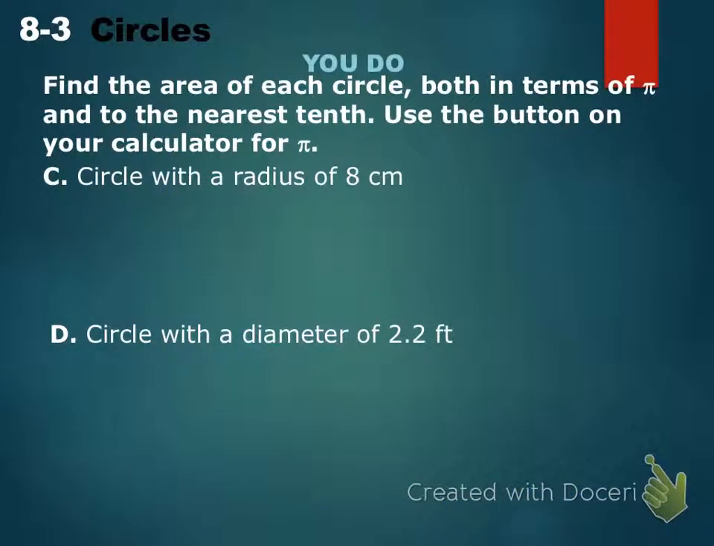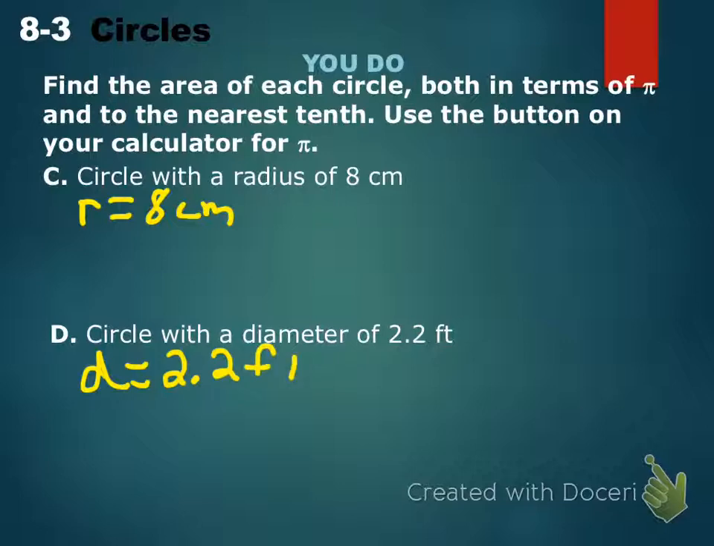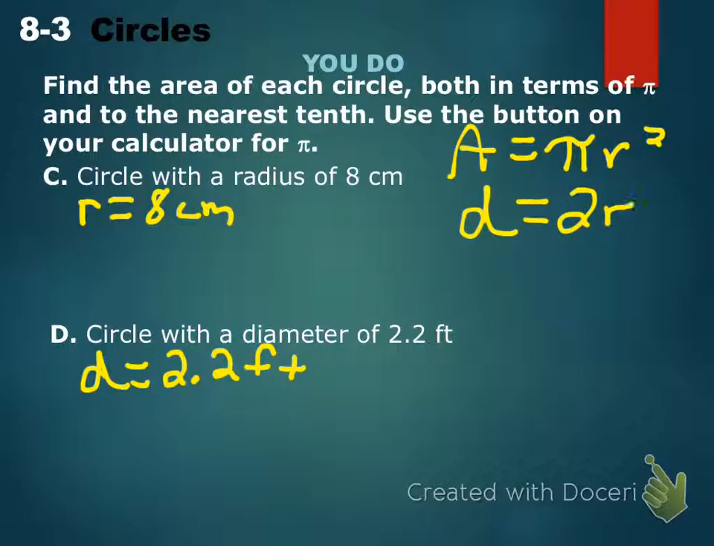So now you can pause the video and try these next two on your own. Notice that C has a radius equal to 8 centimeters, but on D, the diameter equals 2.2 feet. So make sure you follow your directions and use the formula. Remember, the formula is area equals pi r squared. And also remember that D equals 2r. So pause the video and try these two on your own.